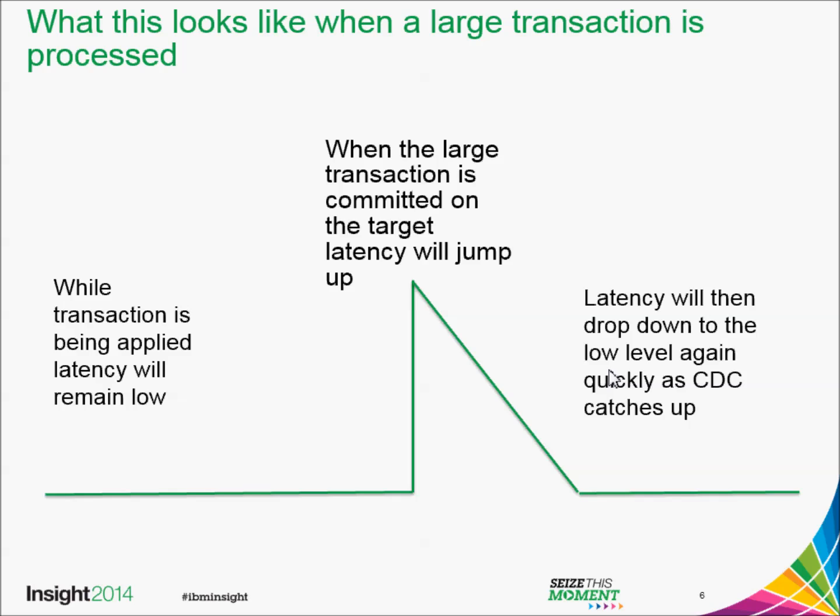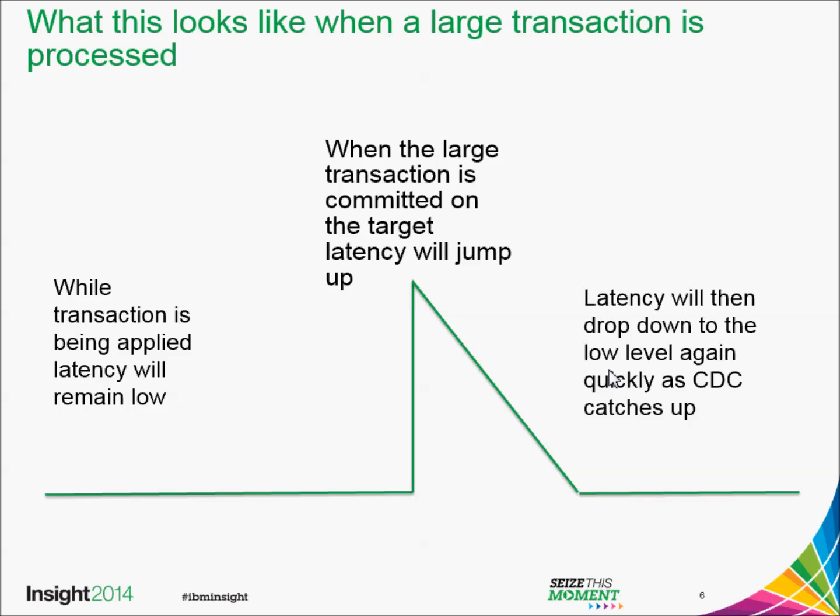And this graph shows why this is a useful piece of information. This is an example of when a large transaction is processed on the source side. So there's a large source transaction, we're replicating it, we're applying it to the target. While the transaction is being applied, we won't be committing it to the target, and so we'll continue to report the low latency that existed before we began to apply that large transaction.